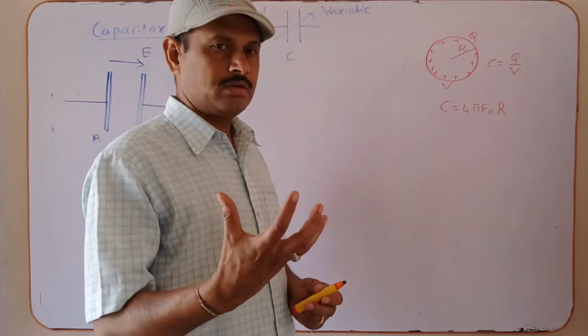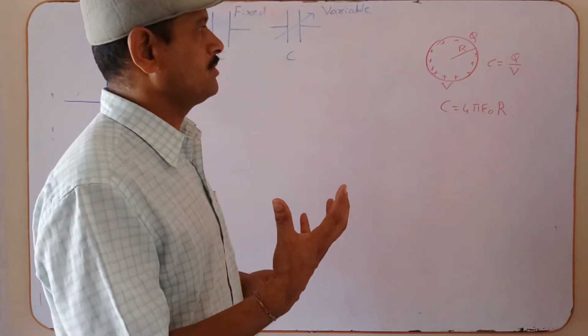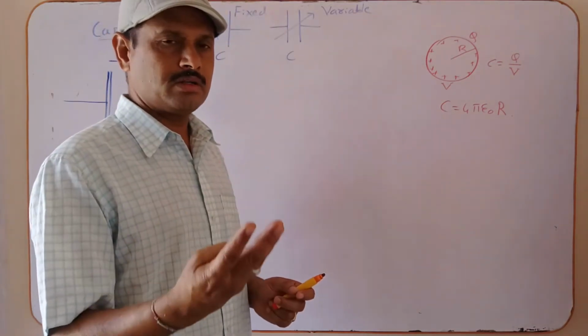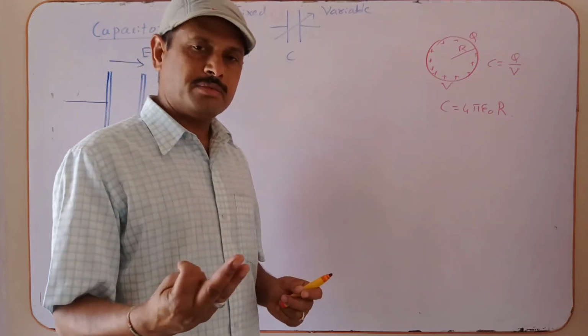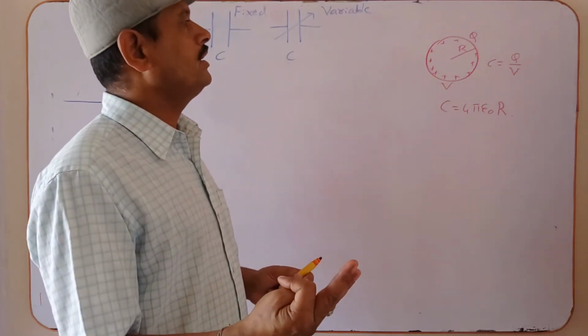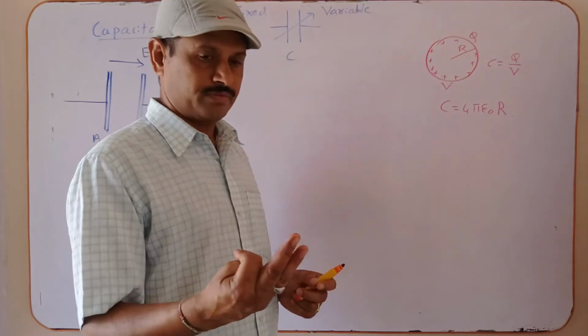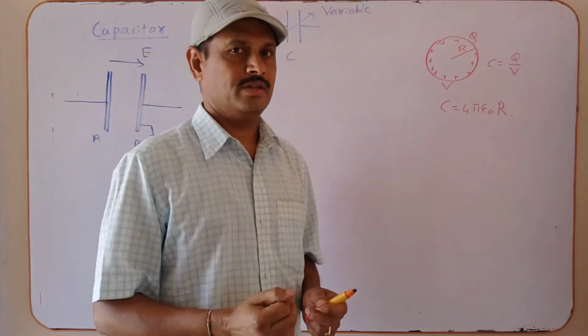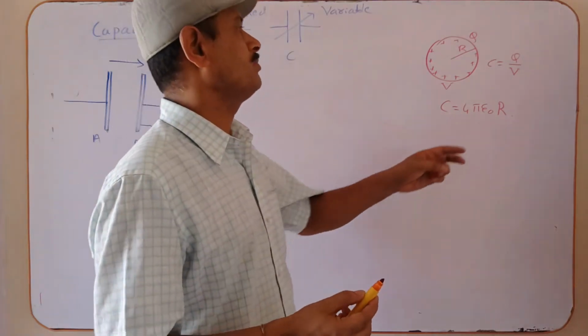And one more point in the previous video clip: the capacitance of the conductor depends upon what factors. First, it depends on the nature of the conductor, the size and shape of the conductor, and the surrounding medium and neighboring conductor. The neighboring conductor is a very important point.